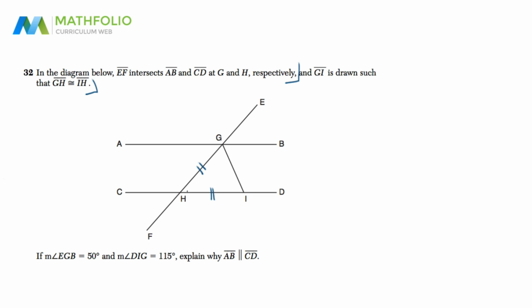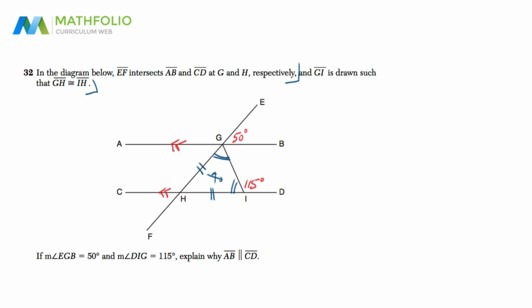Now, if this is true, then GHI is in fact an isosceles triangle. So opposite these two sides, these angles must be congruent as well. So I'm just labeling a couple of things that they already tell us. Next, if the measure of angle EGB, so change color, E to G to B, EGB is 50 degrees, and the measure of angle DIG, D to I to G, is 115 degrees. Explain why AB must be parallel to CD.